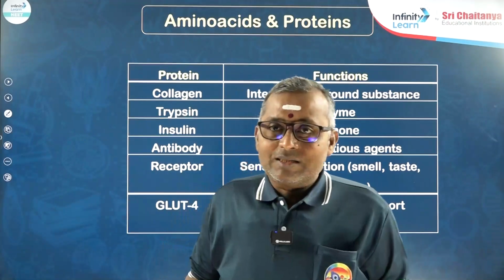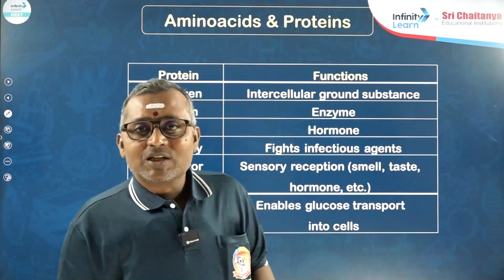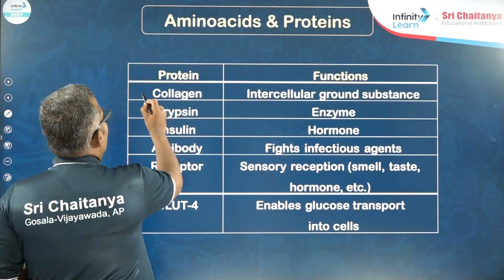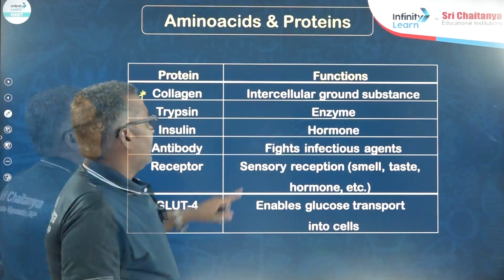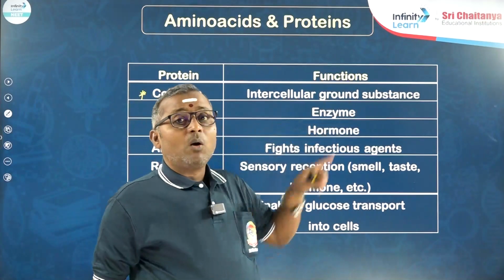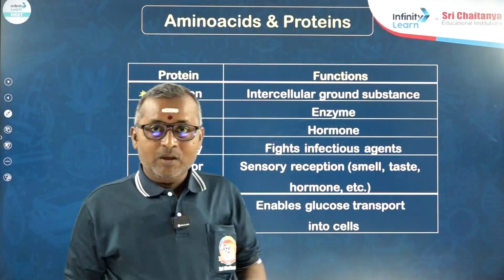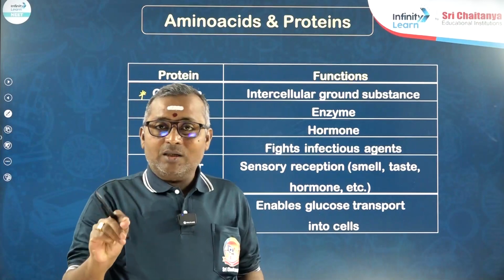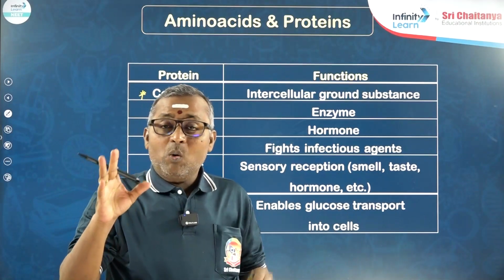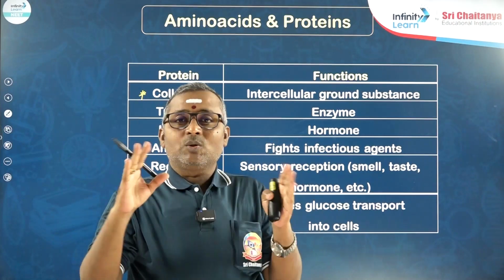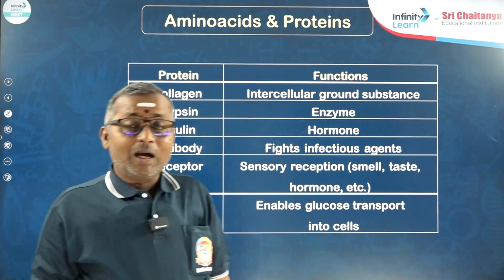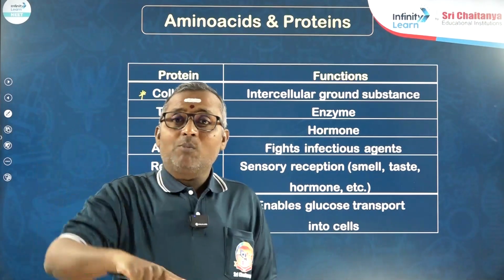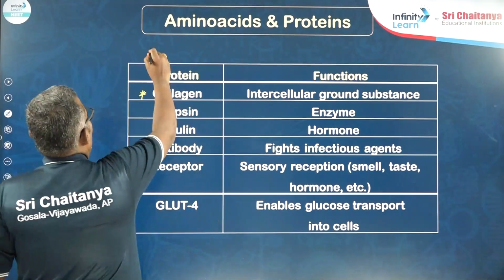And these proteins are doing different kinds of functions in our body. Say, for example, collagen is one kind of protein. It acts as an intercellular ground substance. The most important thing, collagen is the abundant protein in the animal tissues. Whereas in the biosphere, the abundant protein is rubisco.